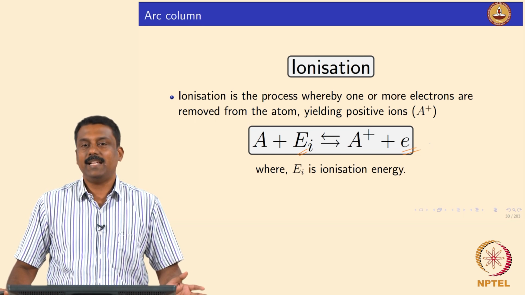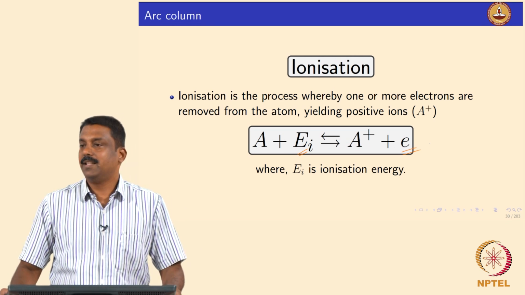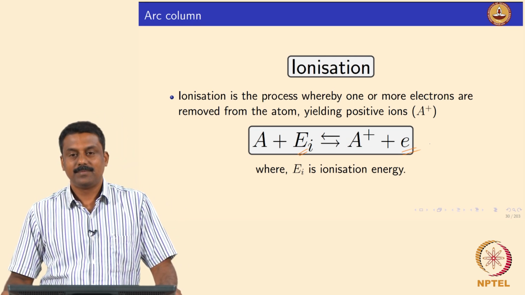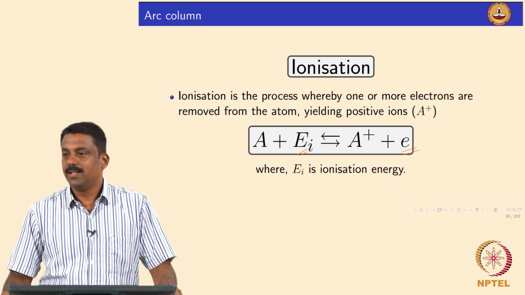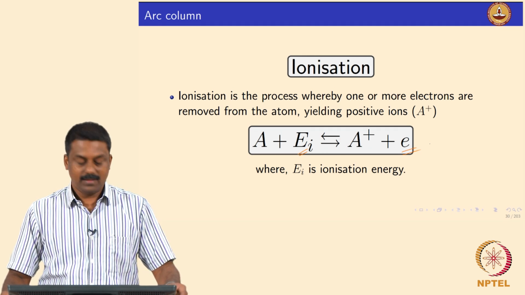So, the EI again is a function of the material, in this case a function of the gas, because EI can be changed if you change the composition or nature of the gas, right. It's clear.